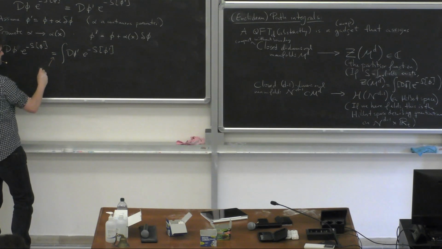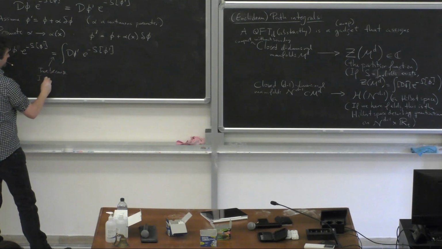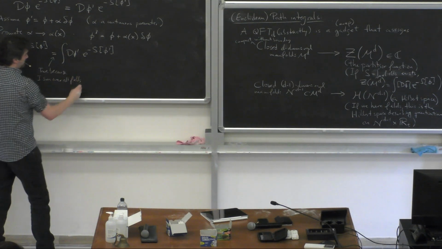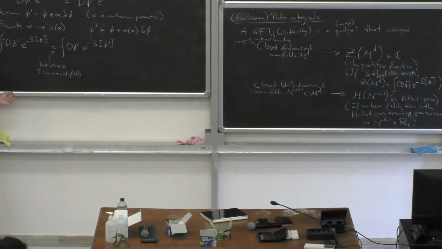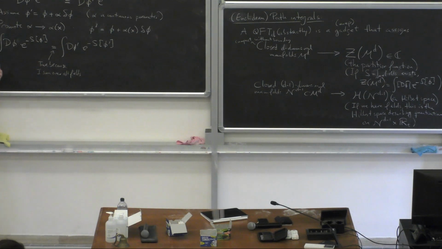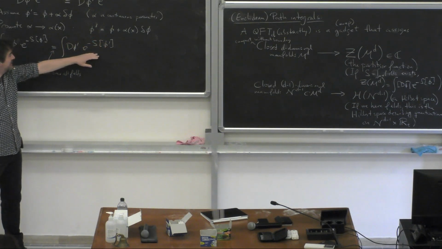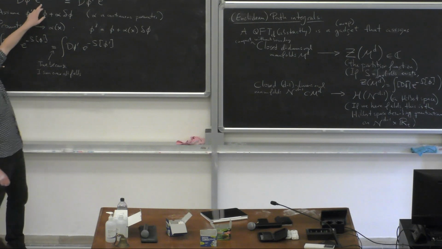So this is true because I sum over all fields. Right? All right. But if this is a symmetry with alpha constant, it means that this bit, just the measure times the action, should be the same whether I use phi or phi prime.